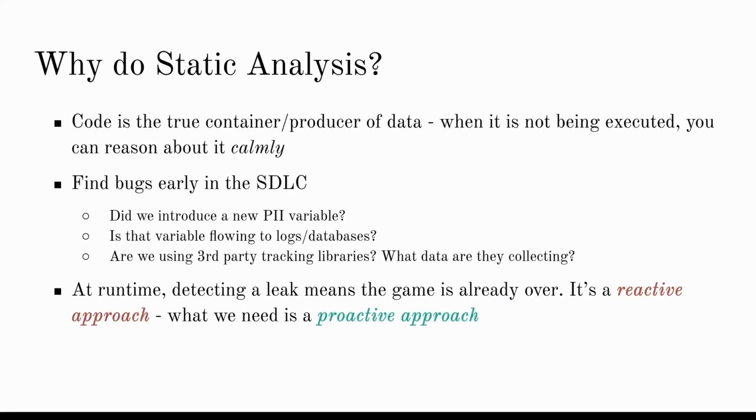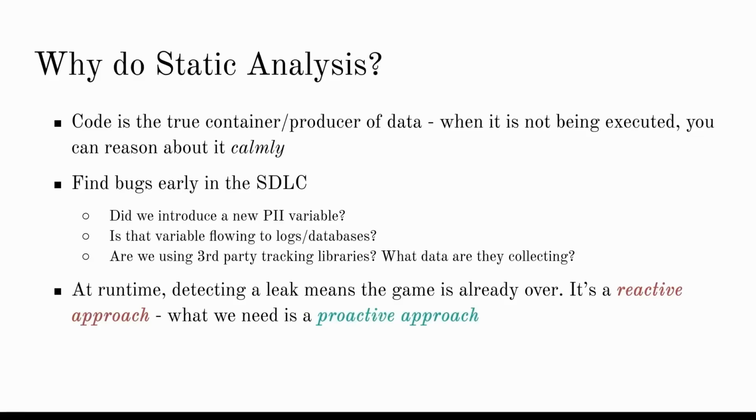So why should we do static analysis? So I believe code is the true container and producer of data. That's where the real action is happening. It gets produced, goes somewhere else when it's getting executed, but the producer is right there itself. And when it's not being executed, you can actually reason about it very calmly. When it gets executed and then you're trying to understand what's going on, it's like you're listening to death metal, going in a war, trying to understand, okay, what just happened here? But when it's not getting executed, it's like you can listen to classical music and look at paintings of Alps or whatever. So the goal is to find bugs early in the software development life cycle.